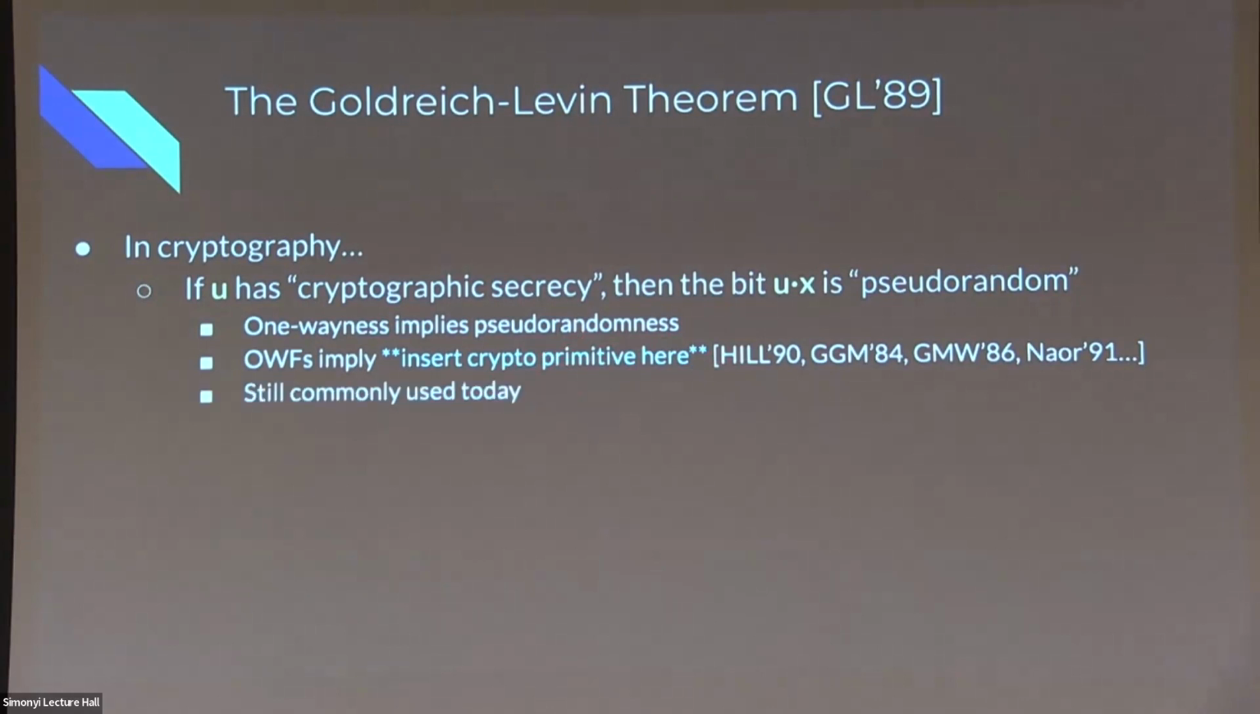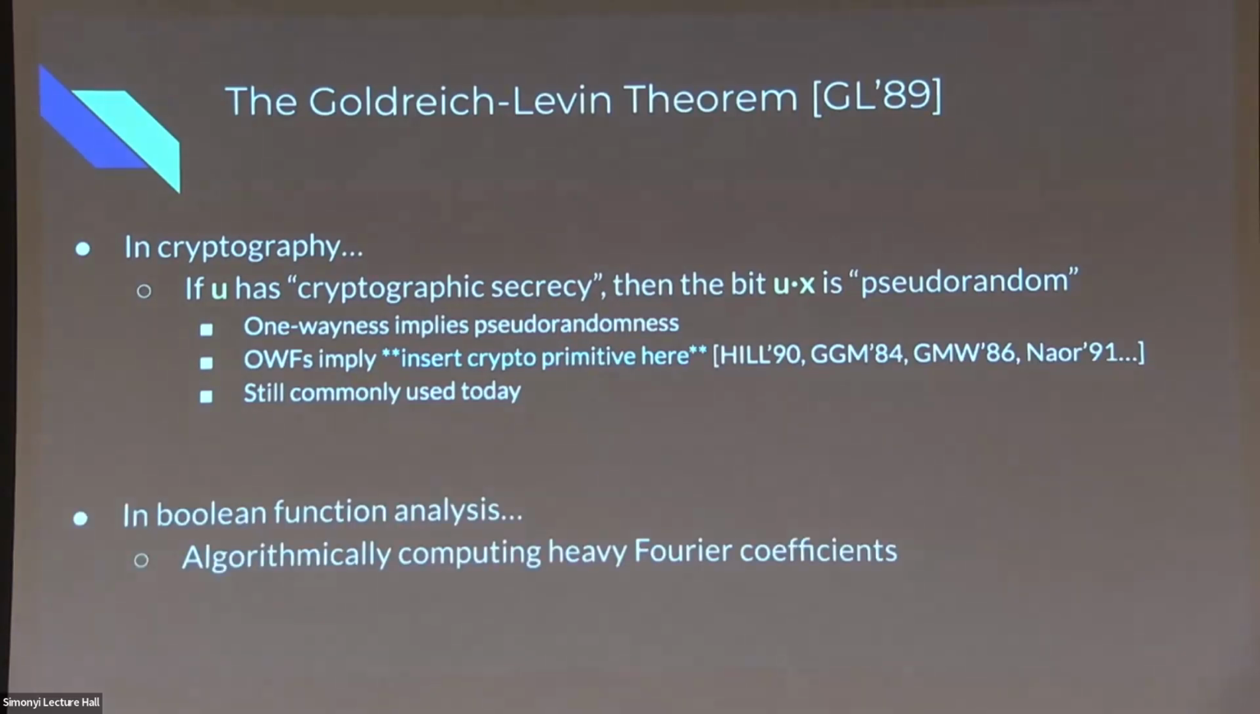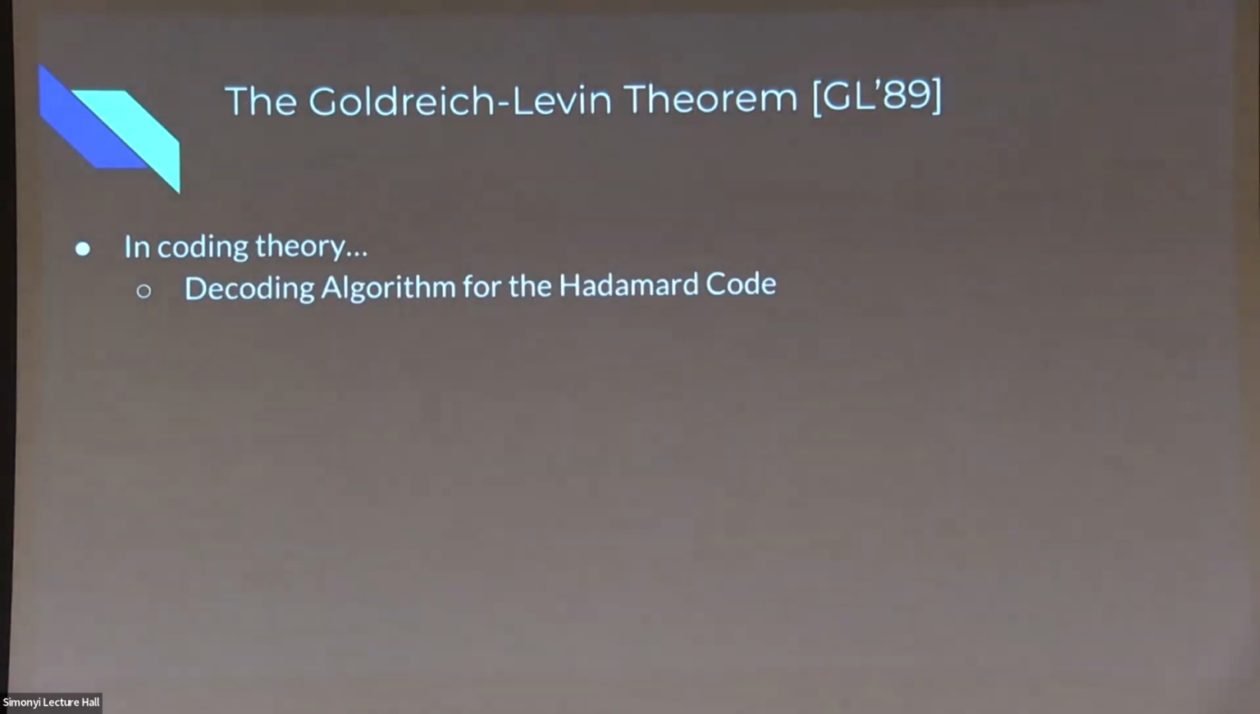And it's still common today. This comes up all the time in modern crypto. You're trying to build these big, complicated crypto schemes, and you run into some situation where you have some hardness, but you need pseudo-randomness, no problem. You use Goldreich-Levin and you get it. This is a completely standard tool in the tool shed of modern crypto. Okay, in Boolean function analysis, if you recast the statement of Goldreich-Levin in the language of Boolean function analysis, it says that given oracle access to some function, you can recover the heavy Fourier coefficients. And this is extremely useful in lots of different contexts in Boolean function analysis.